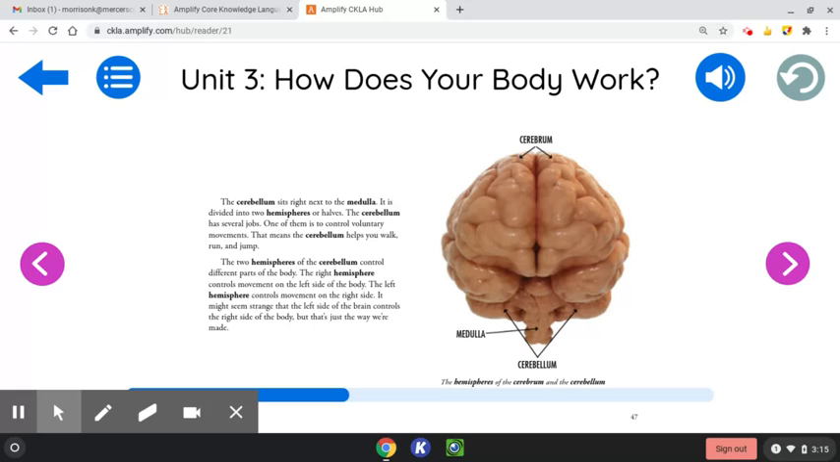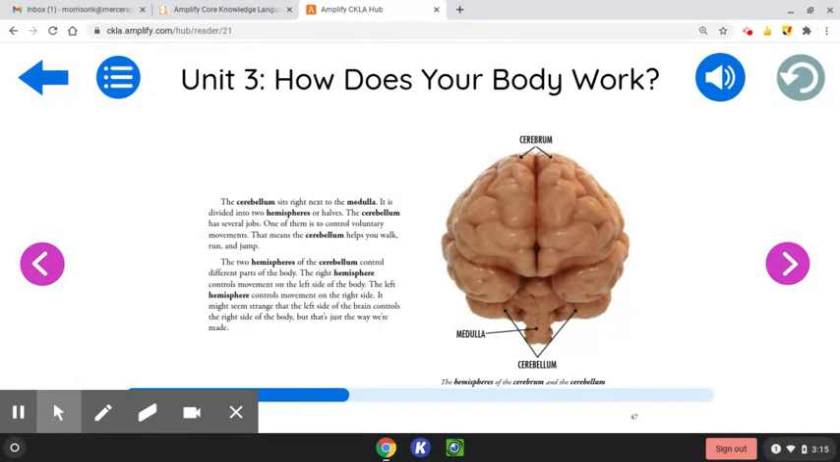The cerebellum sits right next to the medulla. It is divided into 2 hemispheres or halves. The cerebellum has several jobs. One of them is to control voluntary movements. That means the cerebellum helps you walk, run, and jump. The 2 hemispheres of the cerebellum control different parts of the body. The right hemisphere controls movement on the left side of the body. The left hemisphere controls movement on the right side.